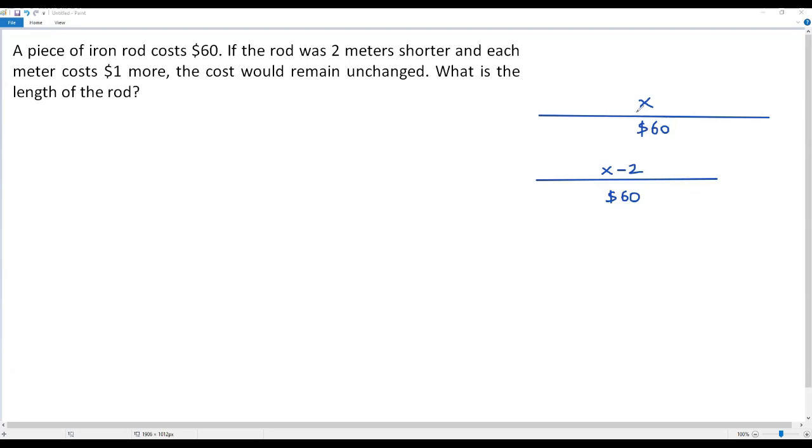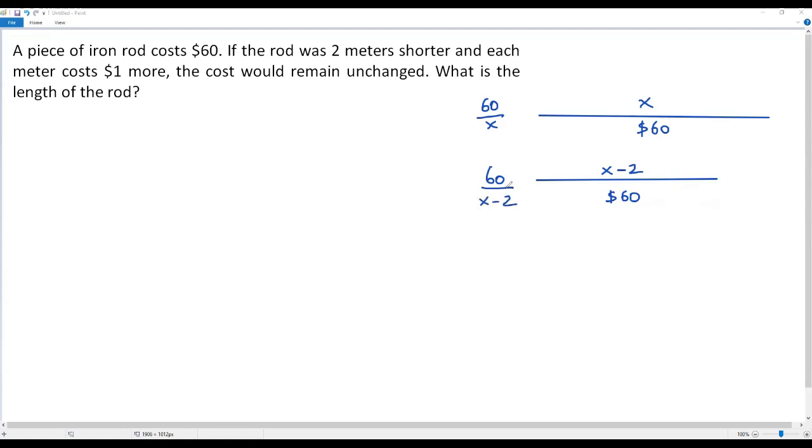So what is the cost of each meter of the original rod? For that, we have to divide the total cost 60 by the number of meters of length, that is x. Or simply we can write it as 60 divided by x. This is the cost of each meter of the original rod. What is the cost of each meter of the rod which is 2 meters shorter? The same thing, we have to divide the total cost 60 by the number of meters of length we have, that is x negative 2.